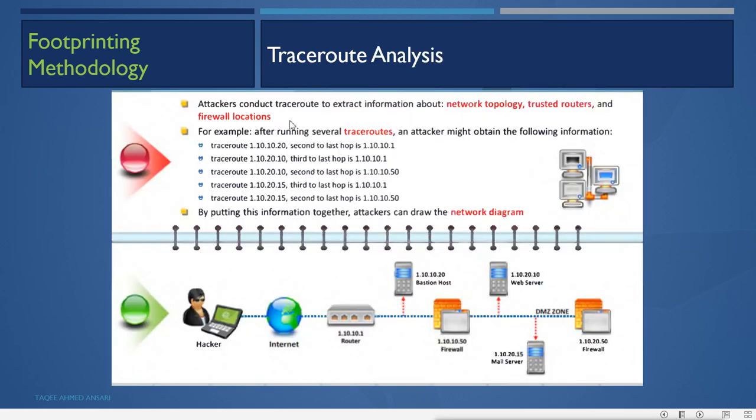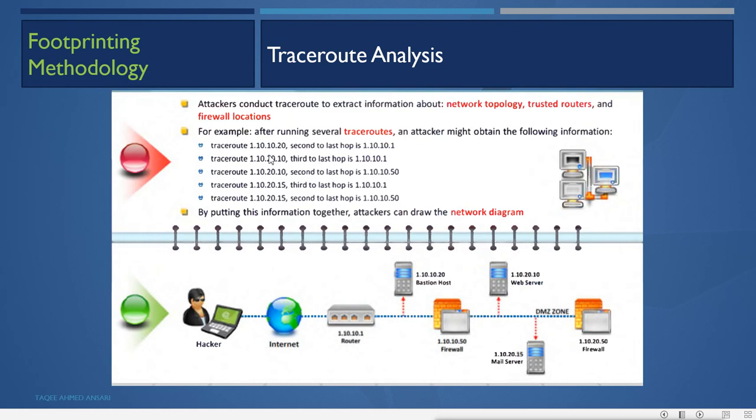Now to analyze the traceroute, let's see what we can actually do with the help of traceroute. Attackers conduct traceroute to extract information about network topology, trusted routers and firewall locations. So attackers try to do this to find out the exact location of the firewall, and also to guess the topology of the target organization and the trusted routers of the target organization.